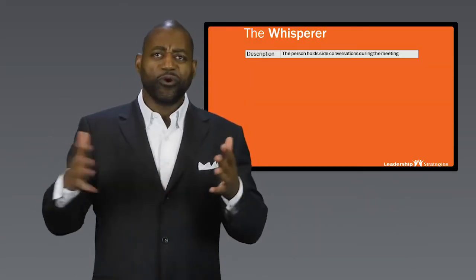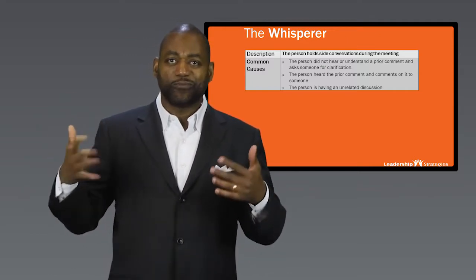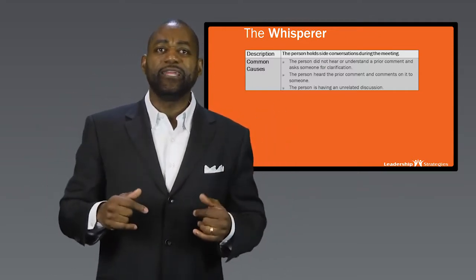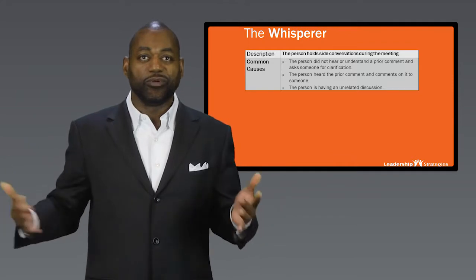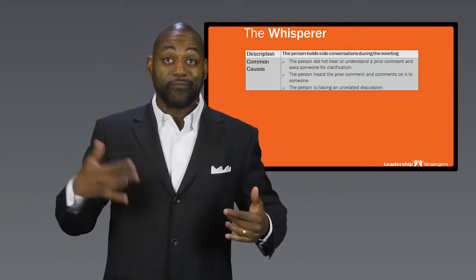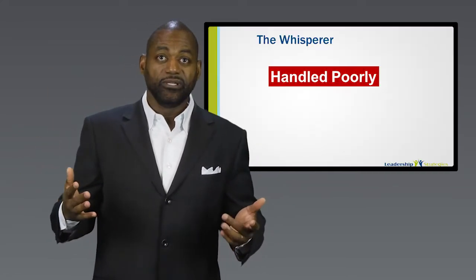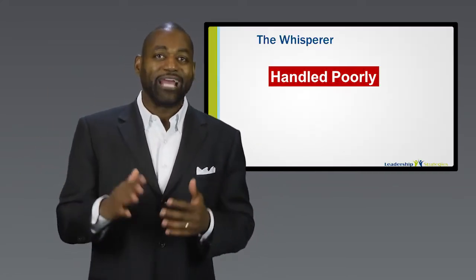So far, we've talked about the dropout and the naysayer. Let's focus now on the whisperer. The whisperer holds side conversations during the meeting. Some of the common causes of the whisperer's behavior: the person did not hear or understand a prior comment and asked someone for clarification. The person heard the prior comment and makes a comment about it to someone. The person is having an unrelated discussion. You likely have seen the whisperer handled poorly.